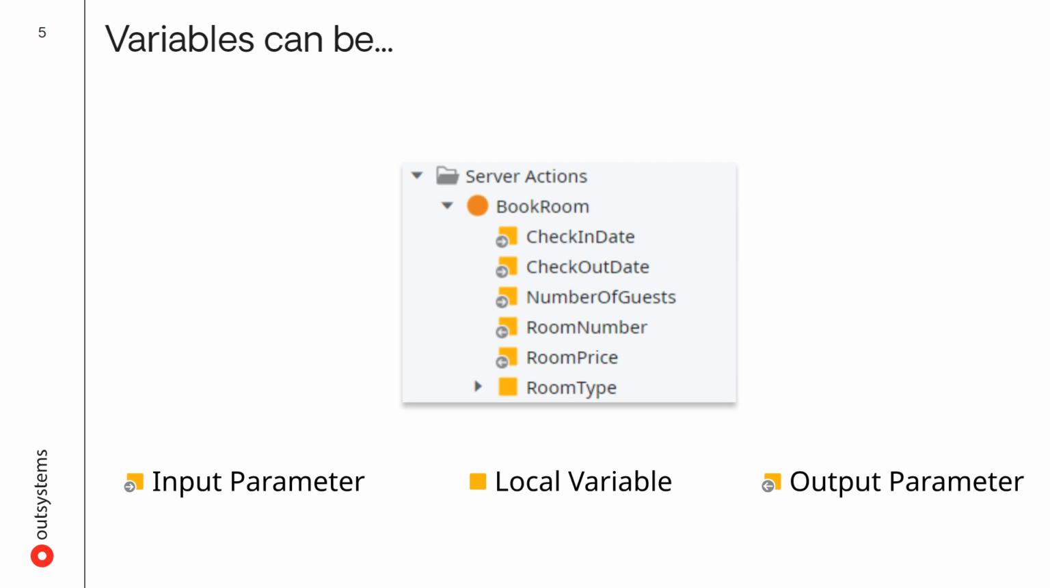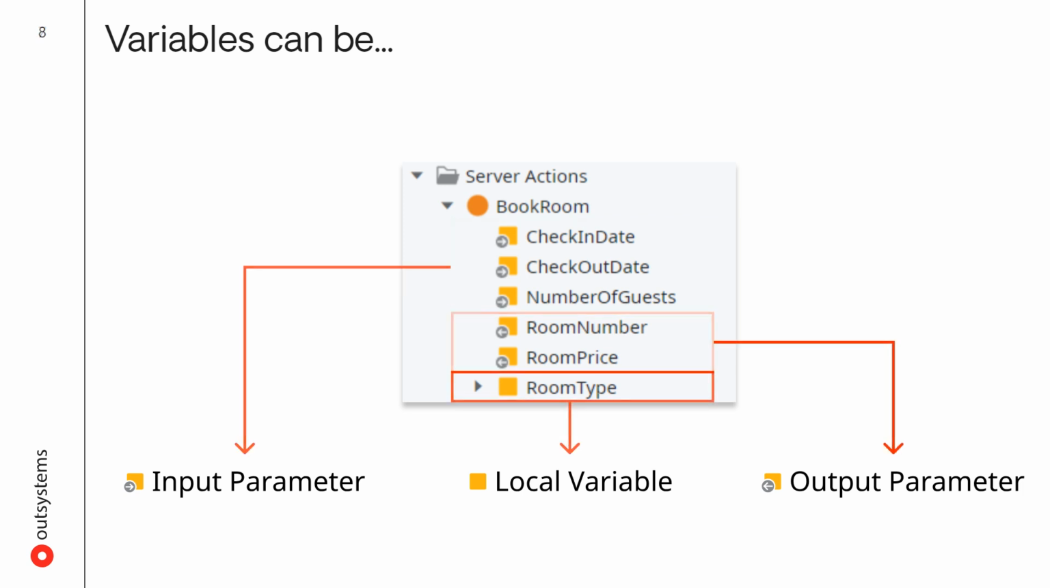Here, we can see an example of a server action. This action has several input parameters, like the check-in date, the checkout date, and the number of guests. It also has some outputs, like the room number and the room price. It also has a local variable that will hold information about a specific room. All of these variables would be interacting and working inside the scope of the book room action. Let's talk a bit about each one of them in more detail.